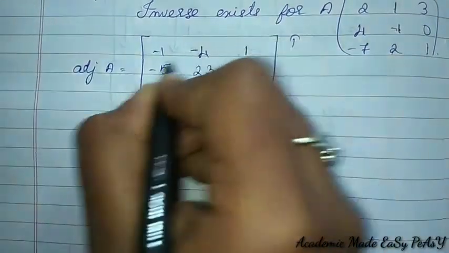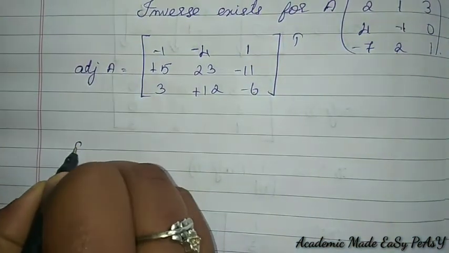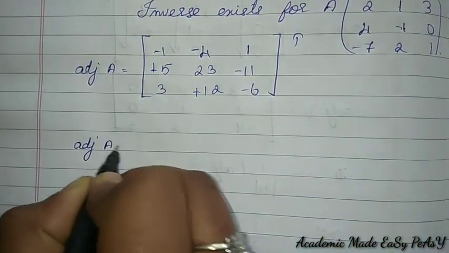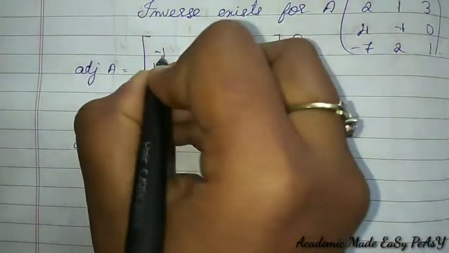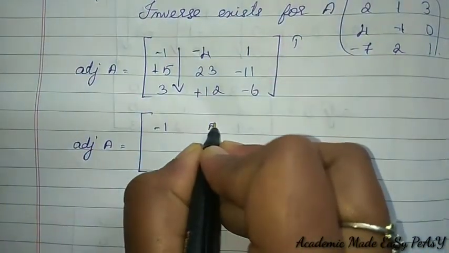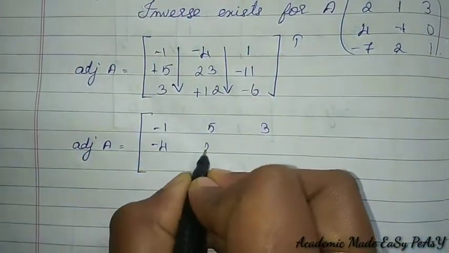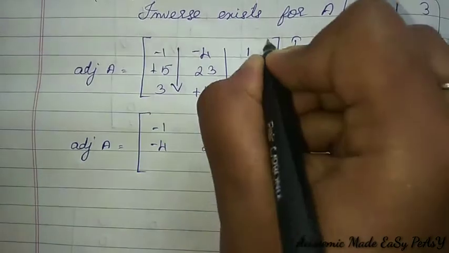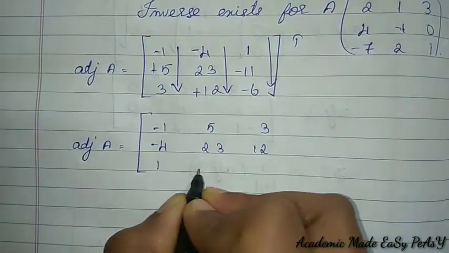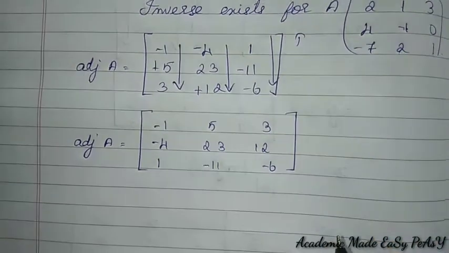So now I will be changing the sign. So adjoint of A is equal to, I will be changing this column to row. So minus 1, 5, 3, the second column to the second row, third column to the third row. So this is the adjoint.